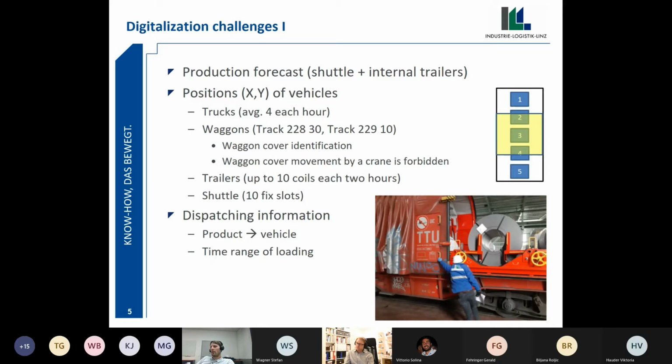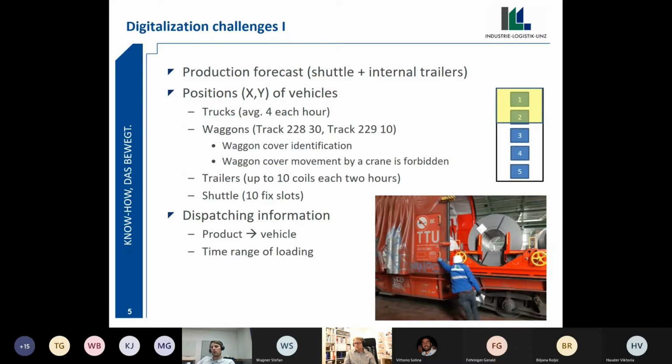We have the problem that if the wagon cover is positioned in the middle, then we are only able to load coils 1 and 5, and only through a manual movement of the wagon cover are we able to load the other ones. So this is also one of the points we have to consider to correctly advise the crane what to do at the right time. One helpful hint is that we are not allowed to move these wagon covers by crane because they may be damaged, and then it's not possible to use the wagon anymore, and it has to be repaired.